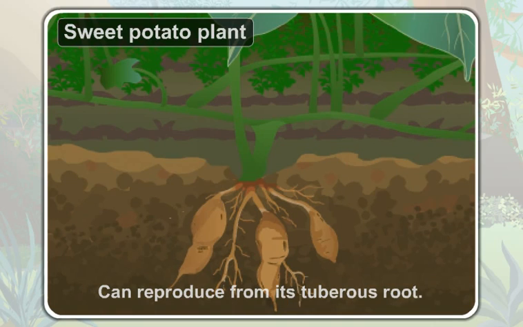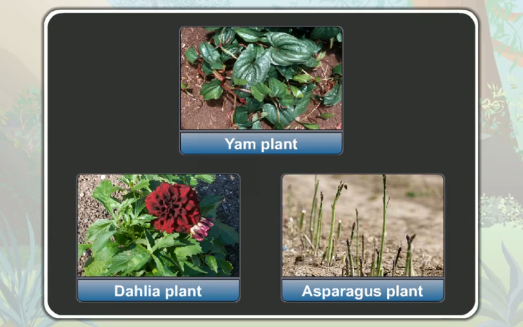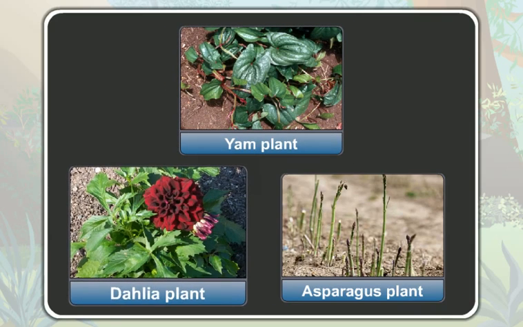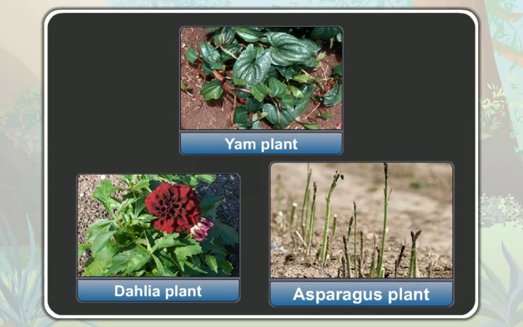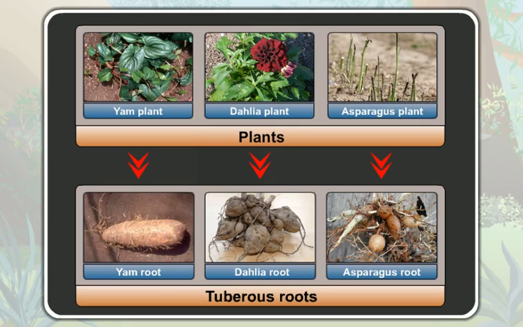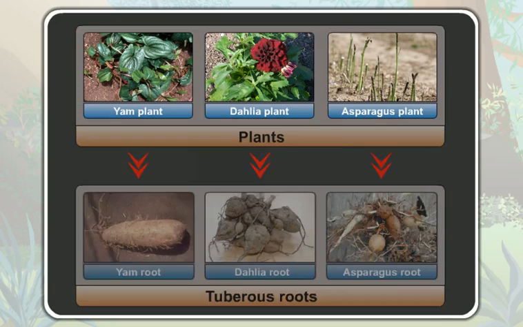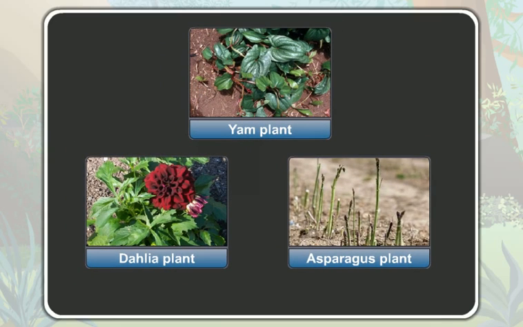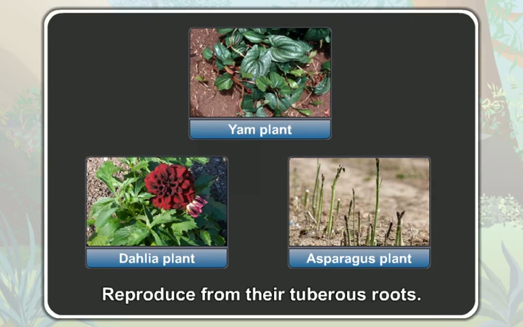Like a sweet potato plant, plants like a yam plant, a dahlia plant, and an asparagus plant also have tuberous roots. These plants too reproduce from their tuberous roots.